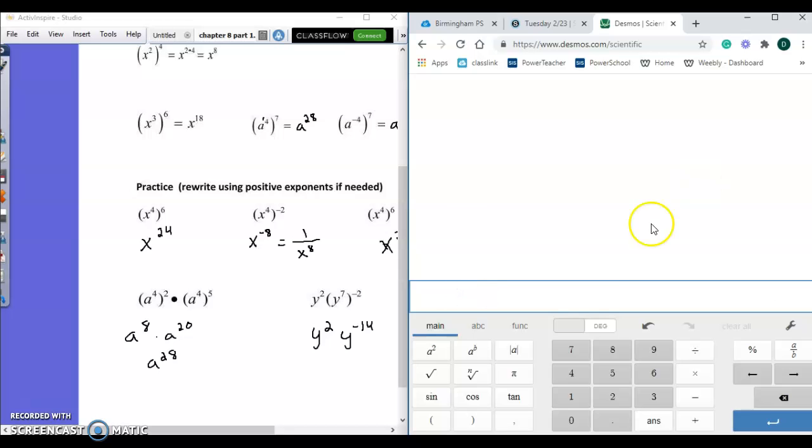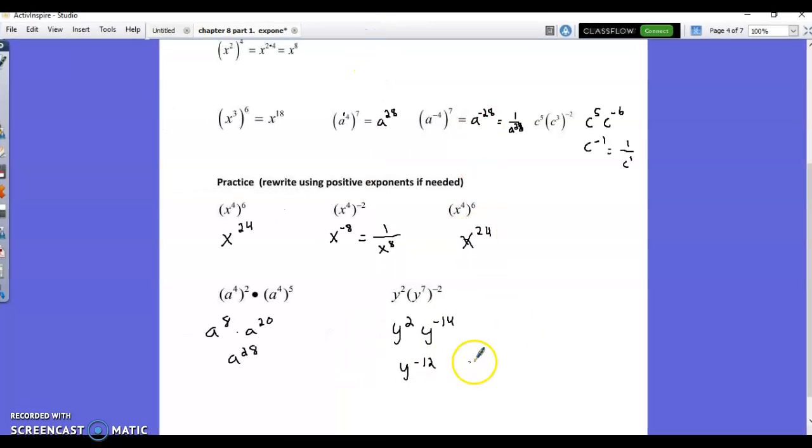So 2 plus a negative 14, or you can say 2 minus 14, but I'll stay consistent by saying plus a negative 14, and that will give us a negative 12. So we would write y to the negative 12. And of course, we are going to make that a positive on our final answer. So we're going to move it to the bottom of the fraction and make it a positive 12. Put the 1 on top, and that is our final answer.